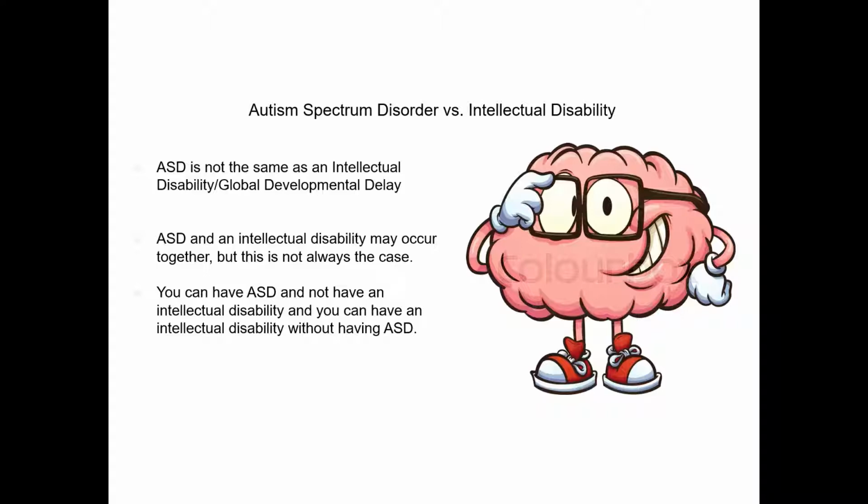In saying that, it's common for some people on the autism spectrum to also receive a diagnosis of GDD or intellectual disability. However, this is not always the case. A lot of people will just have an autism spectrum disorder without any intellectual impairment or intellectual challenges. So you can have autism and not have an intellectual disability, and you can have an intellectual disability without having autism.